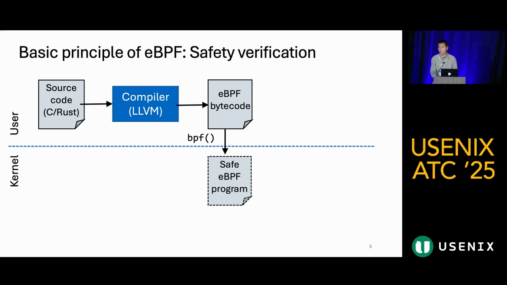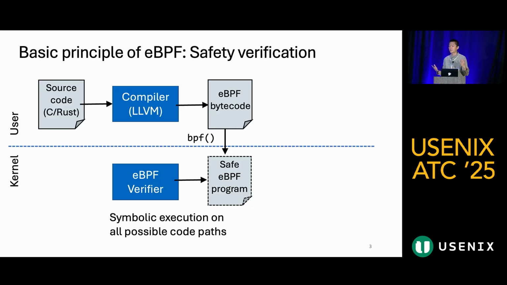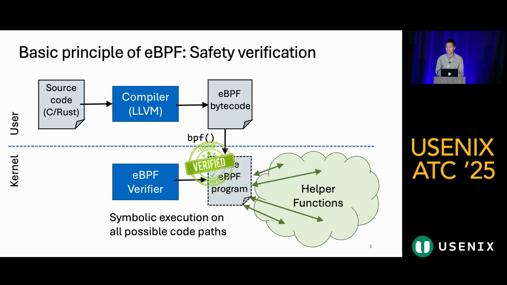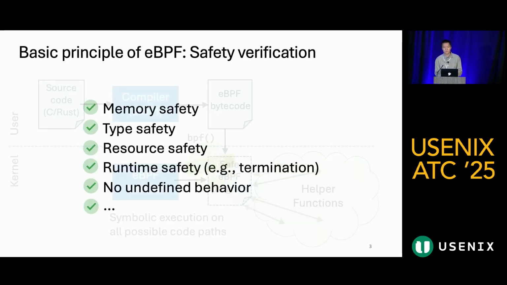At this point, the in-kernel BPF verifier will perform a symbolic execution across all possible code paths and verify a set of safety properties. If the program is accepted by the verifier, it will be loaded in the kernel and can talk to a set of helper functions acting as kernel APIs. The verifier verifies several important safety properties. Those include memory and type safety, safe resource management, runtime safety concerning program termination and stack usage, and the absence of undefined behaviors.